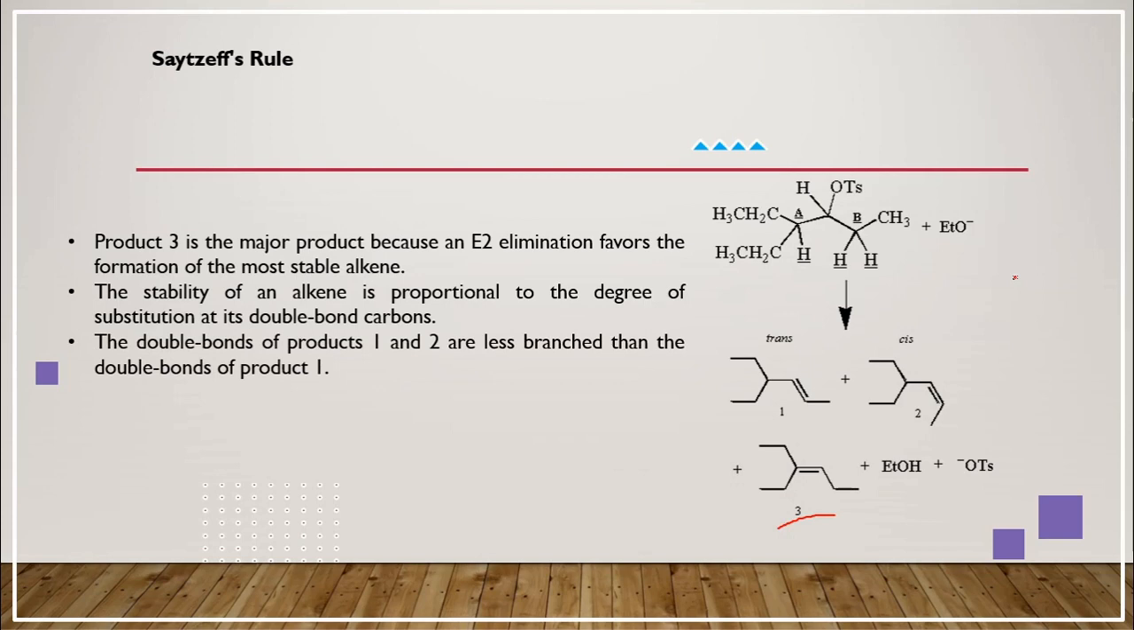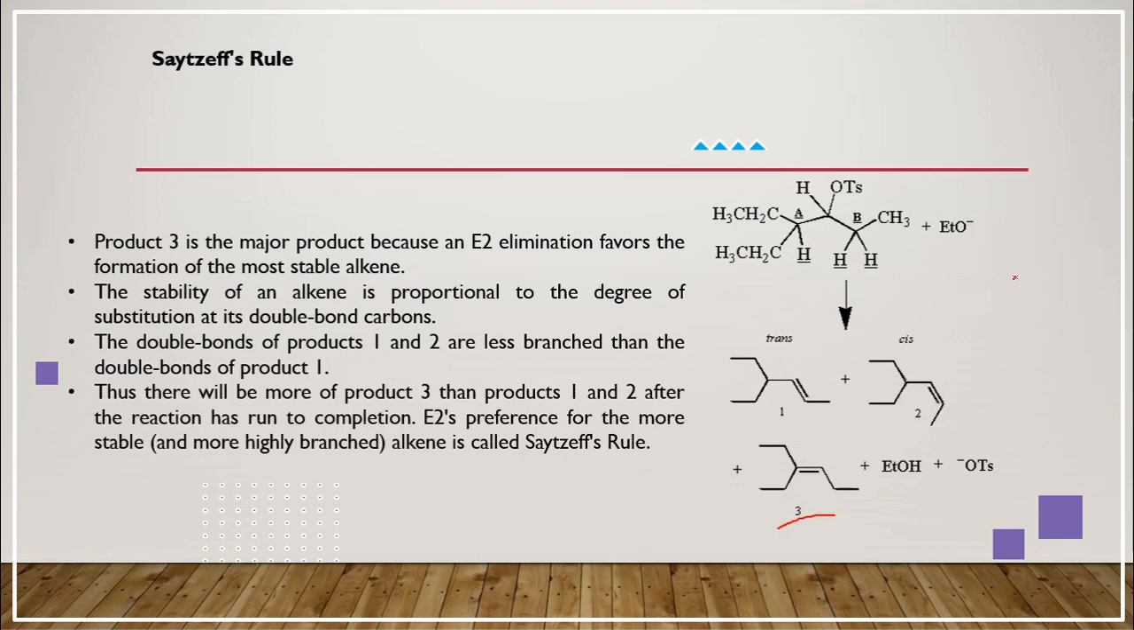The double bonds of products 1 and 2 are less branched than the double bond of product 3. Thus, there will be more of product 3 than products 1 and 2 after the reaction has run to completion. The elimination reaction preference for the more stable alkene is called the Zaitsev rule. So what is the Zaitsev rule?